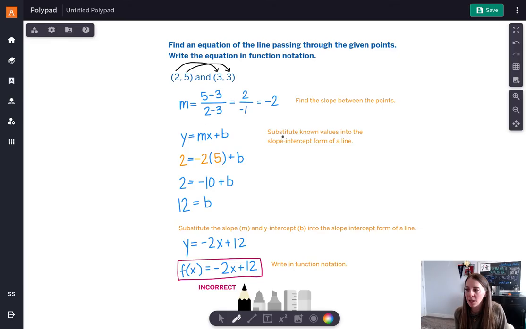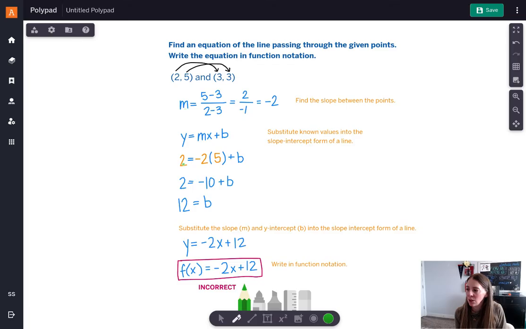Their next step was to substitute the known values into the slope-intercept form of a line. So slope-intercept form of a line is y = mx + b. They got that part right. And then they substituted a 2 in for y, a -2 for the slope, and a 5 for x. Now the x and the y should come from one of the points that are given to you, and this is where the error occurred.